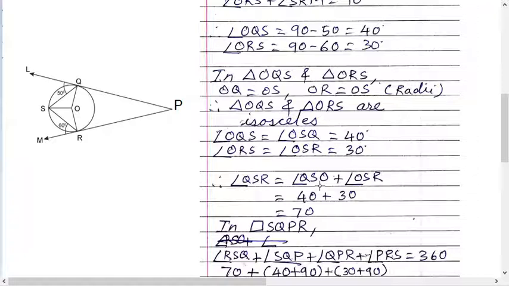Okay, next. QSR, this full big angle QSR equals what? QSO plus OSR, QSO plus OSR. Okay, and this we have already got. QSO is 40, right? This OQS and QSR, OSR, that is 30.